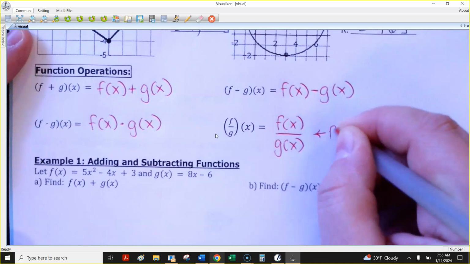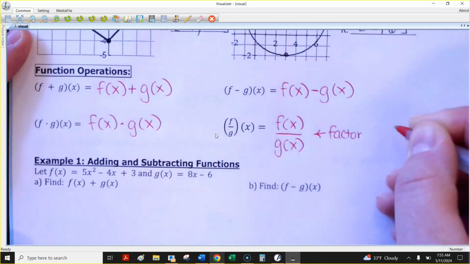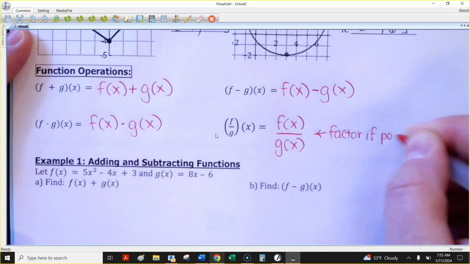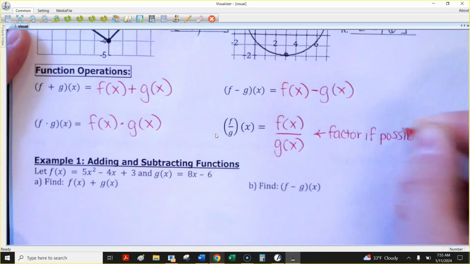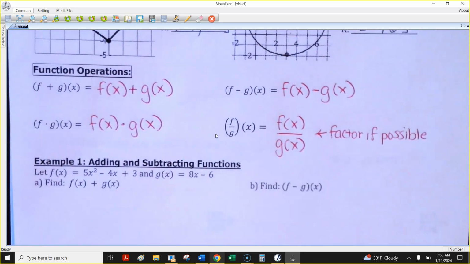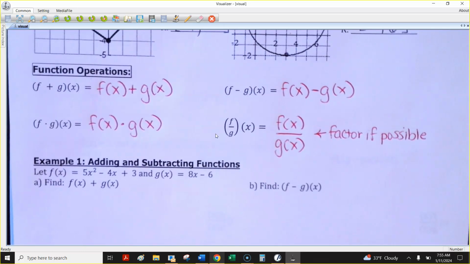This is why I wanted to review the factoring. We're going to factor the top and bottom of any question that's division if we can, and see if anything cancels out, and that'll make more sense in a second. So, adding and subtracting, we're just going to be combining like terms. It's not bad to do.